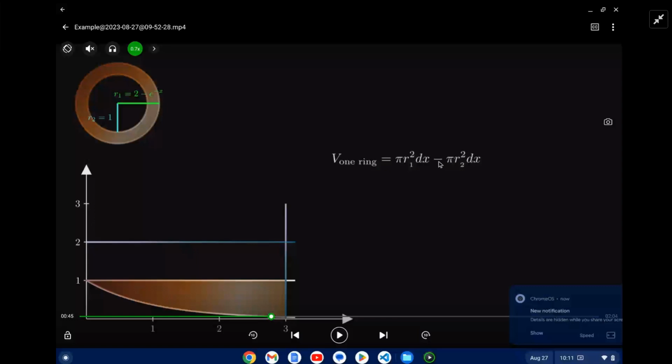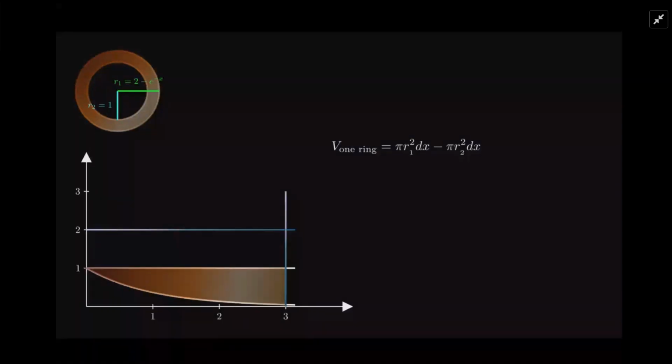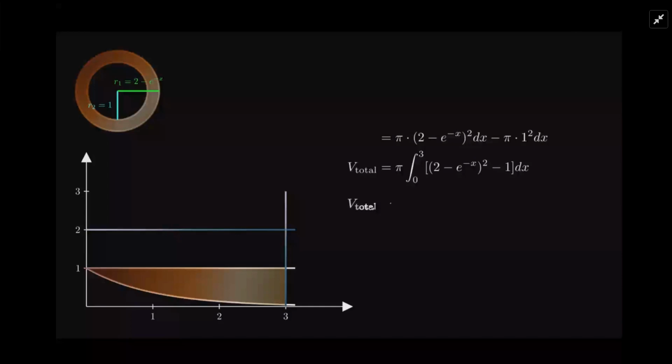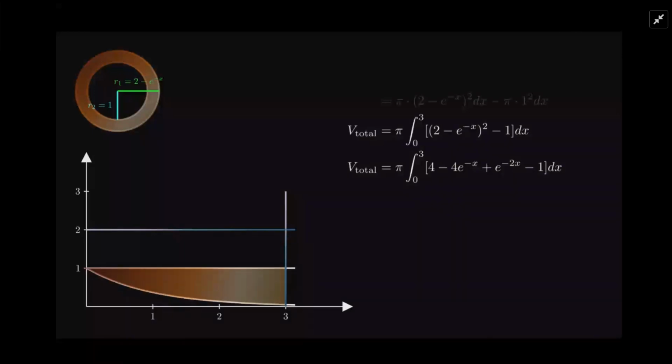Now to get the total, that's why we have integration. It's the sum of all those tiny slices, from 0 to 3. We can move the pi outside, and then do a little simplifying here. Multiply out the brackets. All this algebra, integration and calculation you should do on paper. It's not hard, but easy to make mistakes.